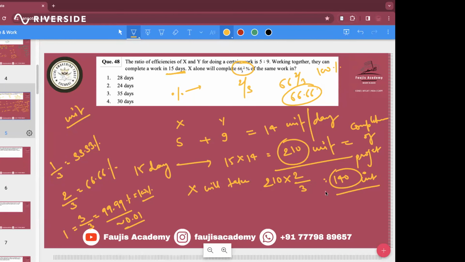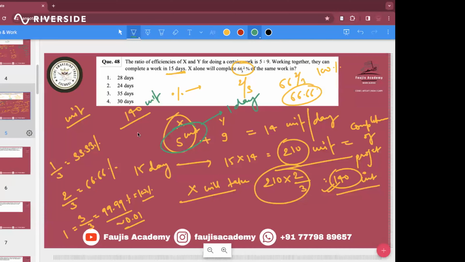And if 140 units of work is supposed to be done, we are just going step by step. And X, this chap X, he is able to do 5 units of work per day. This is what we have deciphered from here. 5 units of work in one day. And this chap needs to do 140 units of work. So 5 units per day.